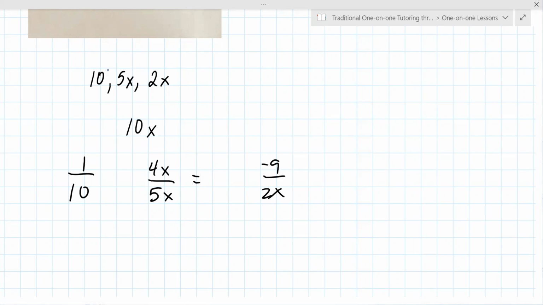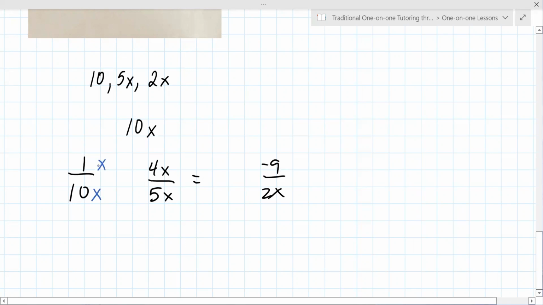All right, so how do you get to 10x from 10? What's missing in this first term? x. You multiply top and bottom by x. And then for the second one here, what are you missing? The multiplying by 2. 2. The last one is a 5.